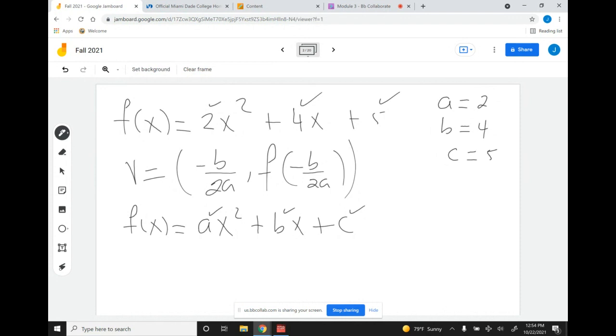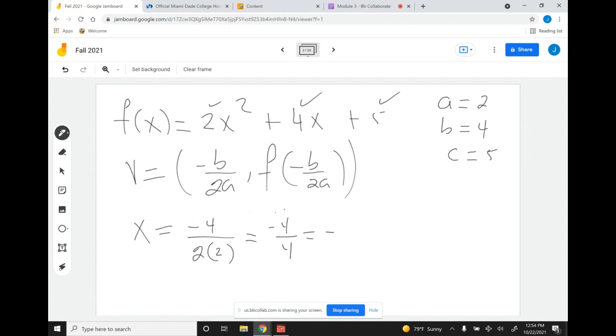Now, I'm going to erase this because I don't need it. I need the space instead, and I'm going to find the vertex using this little formula. So the vertex then, in other words, the x value, will be negative b, in this case negative 4, over 2 times a, which is negative 1. You see?